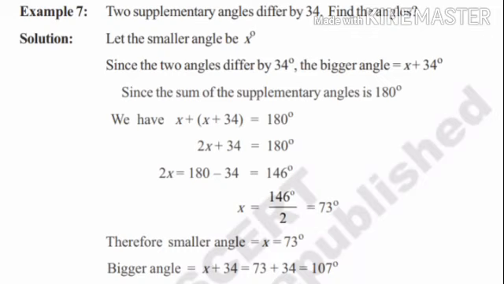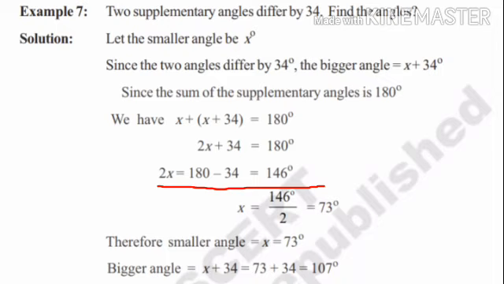Example 7. Two supplementary angles differ by 34. Then find the angles. Solution. Let the smaller angle be x degrees. Since the two angles differ by 34, the bigger angle is equal to x plus 34. Since the sum of the supplementary angles is 180 degrees, so x plus x plus 34 is equal to 180 degrees. Add x and x, that is equal to 2x plus 34 is equal to 180 degrees.